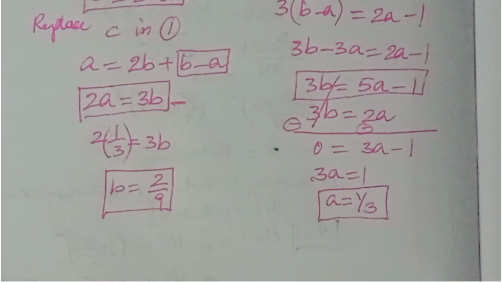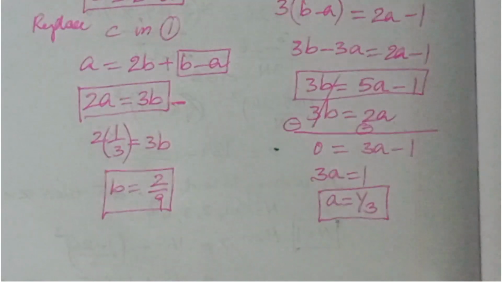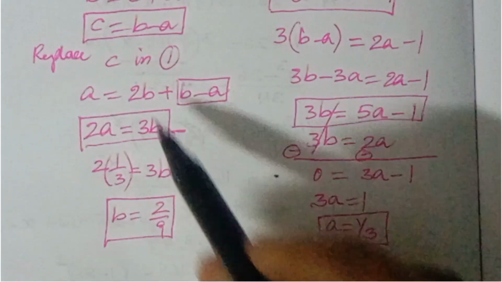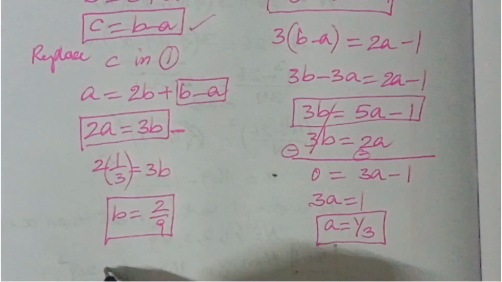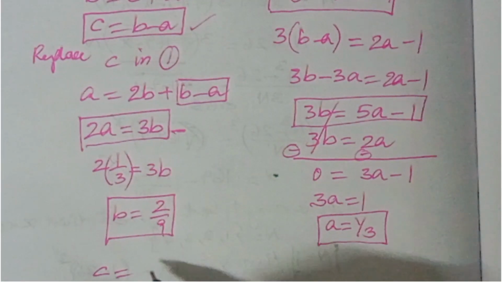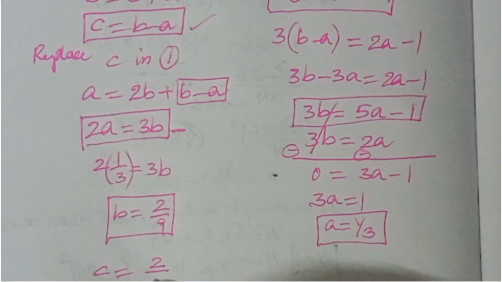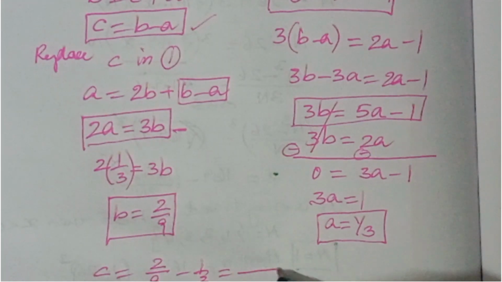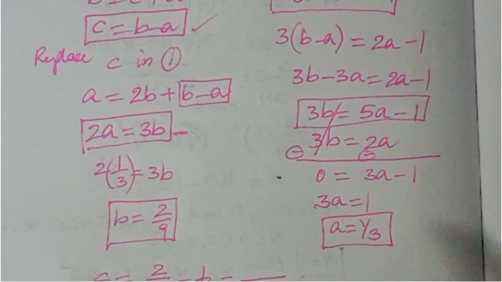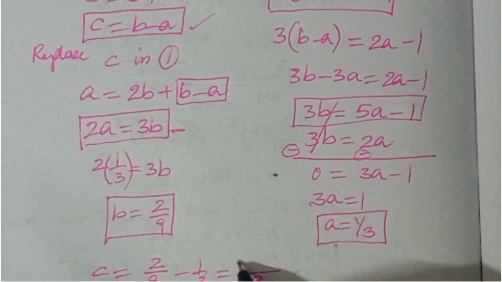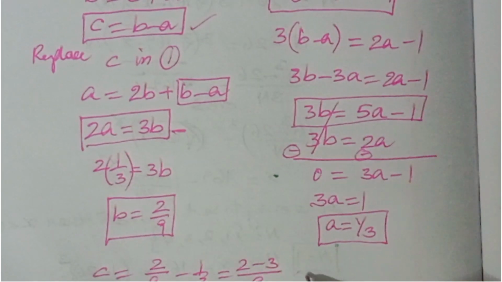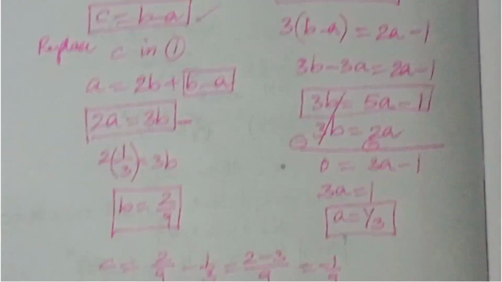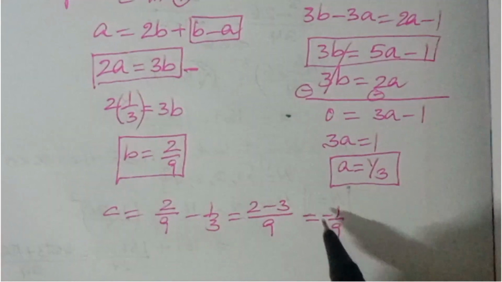Now what is c value? c is equal to b minus a, 2 by 9 minus 1 by 3. So here you'll get 9 as the denominator. Here 2 minus 3, so you'll get minus 1 by 9. Minus 1 by 9 is the c value.